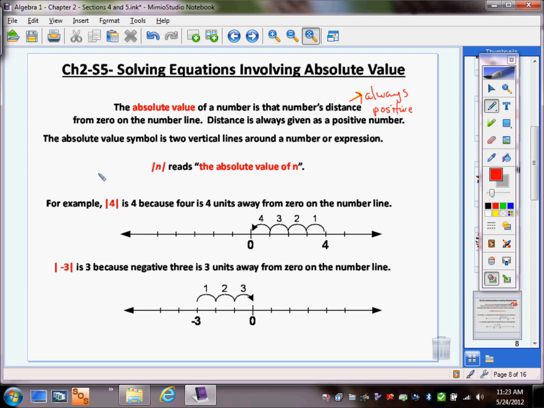Absolute value is these two straight up and down lines around a number or a variable. Okay? So if I have the absolute value of 2, that's 2. If I have the absolute value of -2, it's also 2. Because absolute value is always positive. Okay? And it's because of the distance from 0. That's what it means. Absolute value means how far are you from 0?